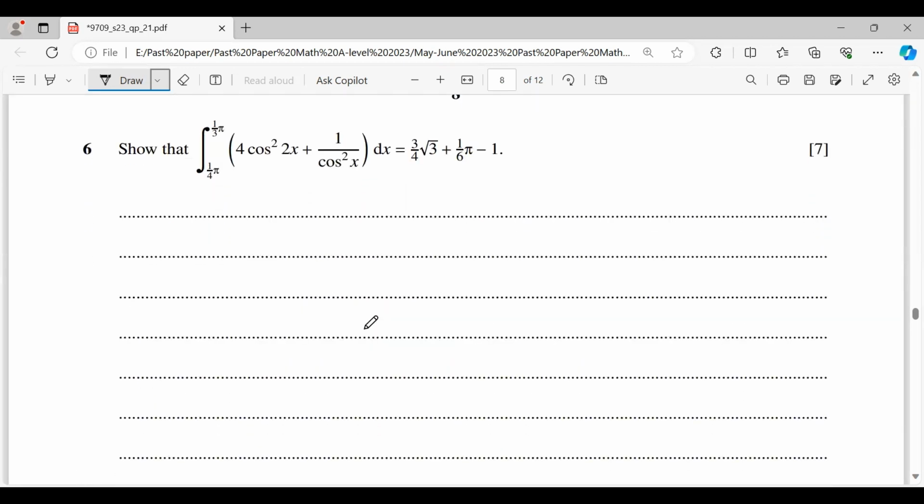Number 6: show that this integral of 4 cosine squared 2x plus 1 over cosine squared x equals 3/4 square root 3 plus 1/6 pi minus 1, right? I'm going to start with this integral. After that, find the other integral and substitute this number. First, this integral is 4 cosine squared 2x dx.